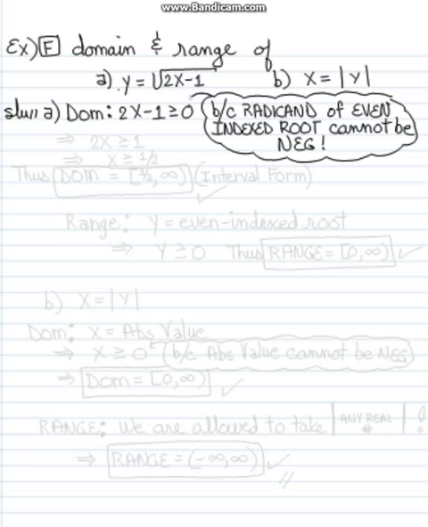Okay, let's solve for x. We move the 1 over by adding it to both sides, and then we divide both sides by the coefficient of x, which is 2. We get x greater than or equal to 1/2.